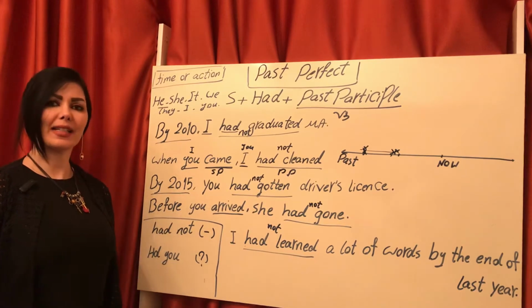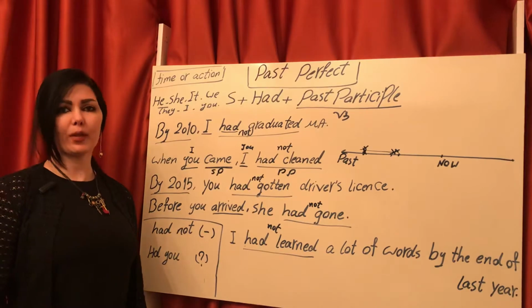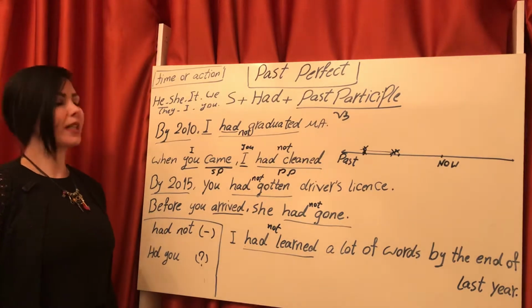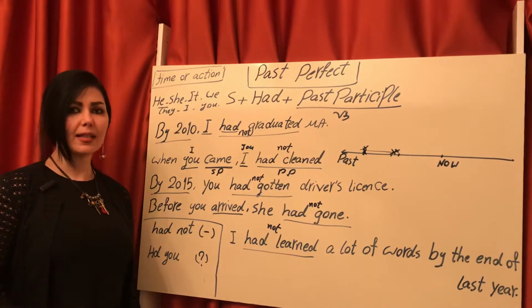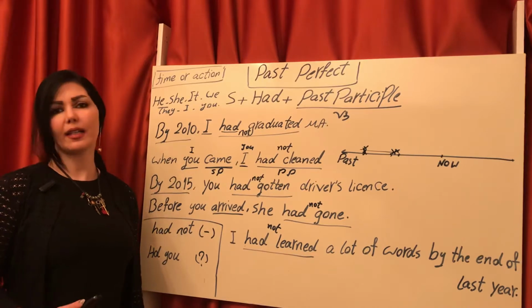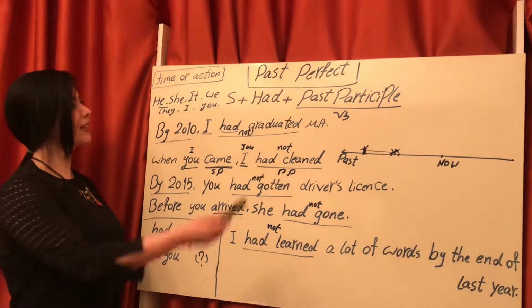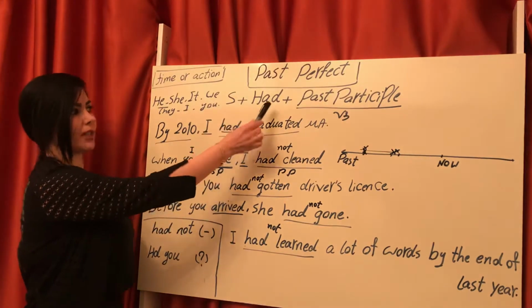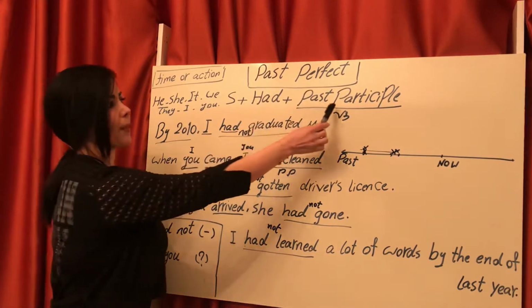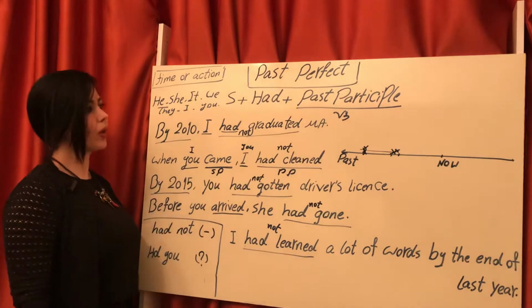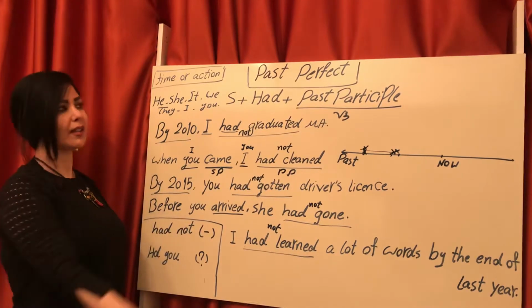In this lesson, I want to talk about past perfect: how we can make sentences with this tense and when we can use it. At first, look at the structure. Subject plus had plus past participle, or verb 3.